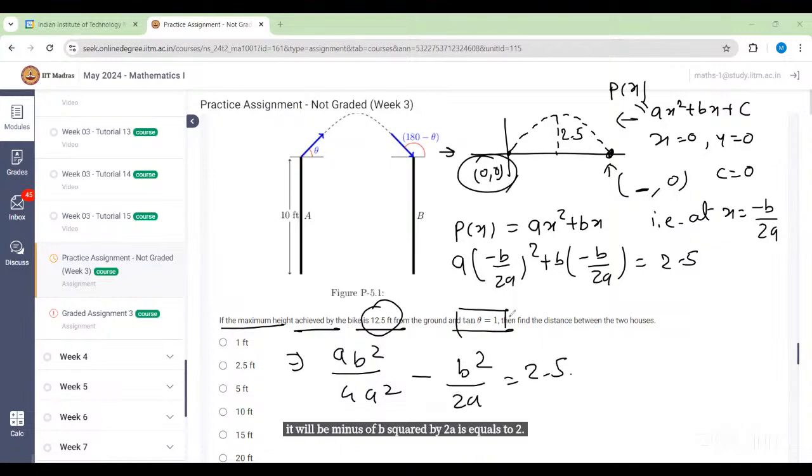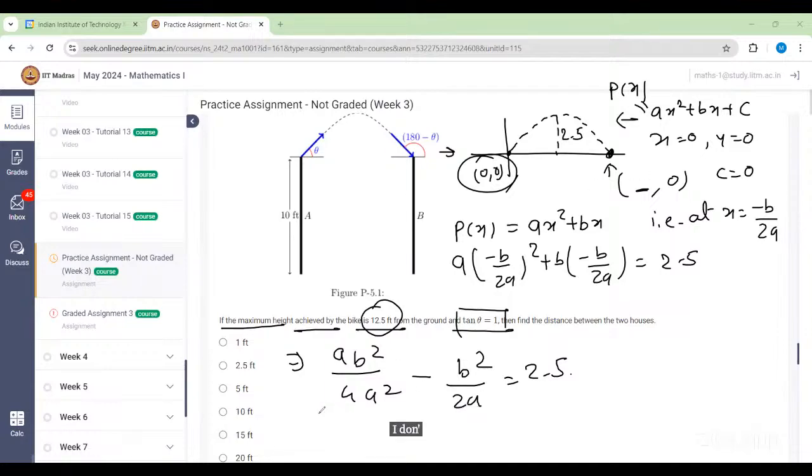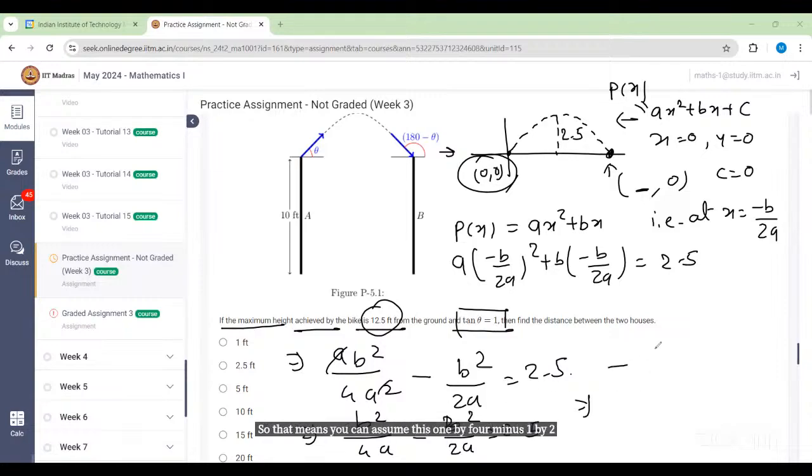What I want to find out is the other root of this particular parabola. So let's see. Here a will get cancelled: b square by 4a minus b square by 2a is equal to 2.5. So you can assume 1 by 4 minus 1 by 2 will be minus 1 by 4. So it will be minus b square by 4a is equal to 2.5. So the x coordinate of the vertex I can find out. That is 2.5 or 12.5.